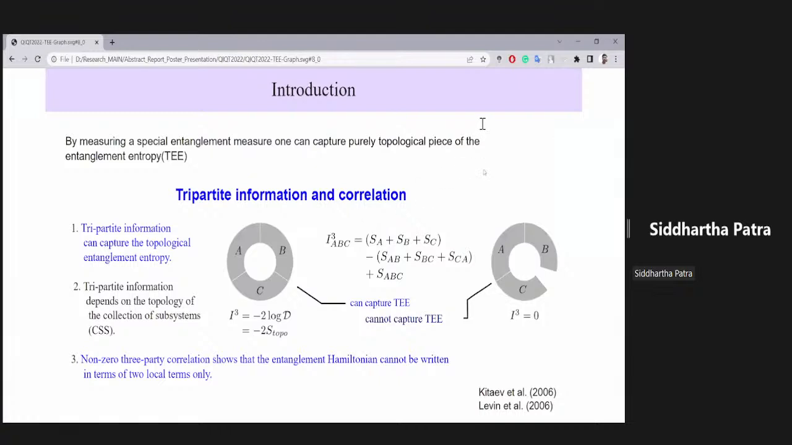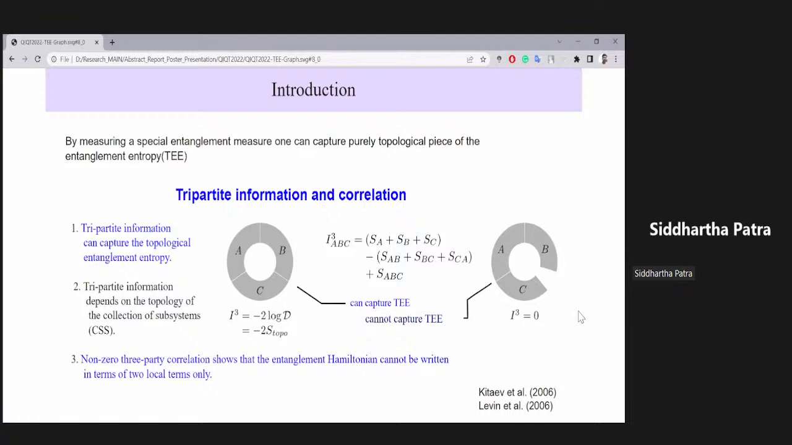To answer the question of what the entanglement structure is, tripartite information was computed in 2006 by Levin and Wen, and Kitaev and Preskill. It was shown that if you arrange three subsystems A, B, C in an annular form and you calculate the tripartite information, you get a non-zero value, which depends on the topological entanglement entropy S_topo, which is nothing but log D. This non-zero tripartite information shows the non-local structure of the correlation in this topologically ordered system.